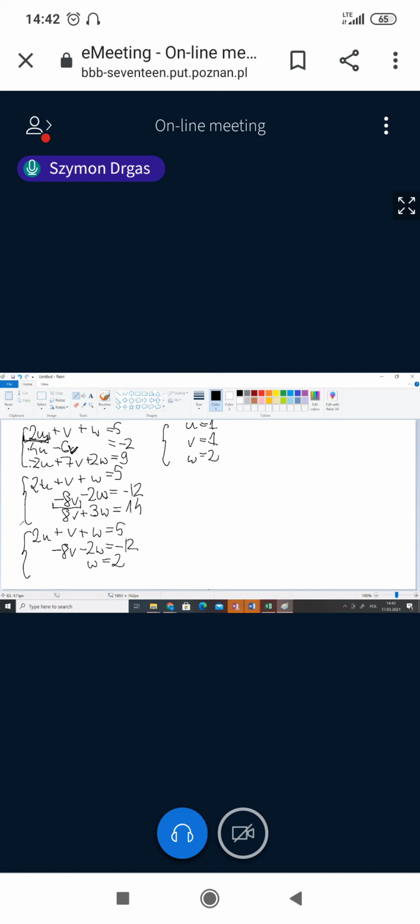And you can easily check if this solution is correct. So 2 plus 1 is 3, plus 2 is 5. Then we have 4, minus 6 is -2, and -2 plus 5 plus 7 is 5, plus 2 times 2 is 9. Okay, so that's one way to solve it, by starting from this triangular system of equations. So we can use this back substitution.